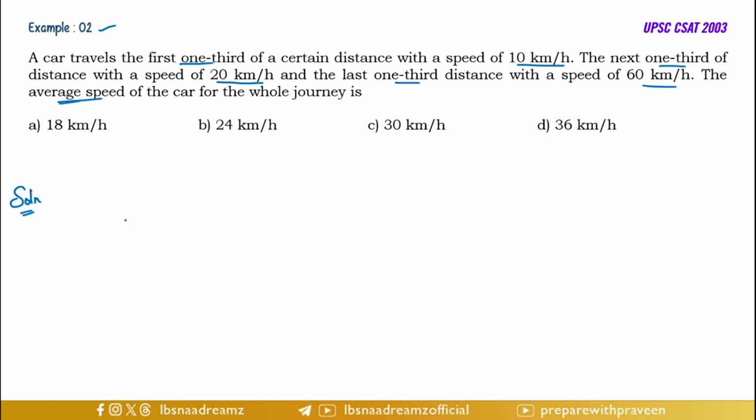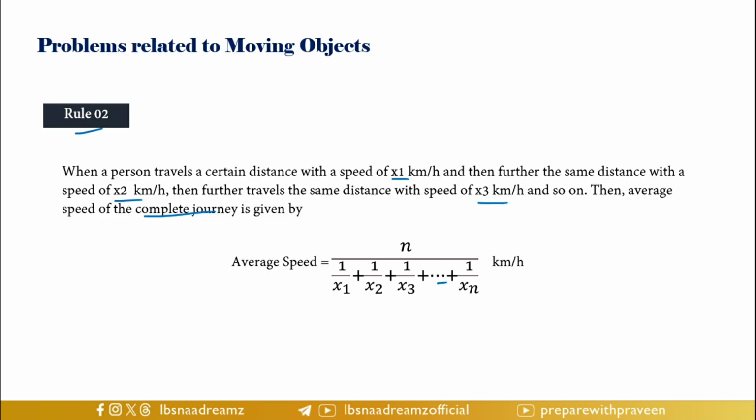Here x1 is equal to 10 km per hour, x2 is equal to 20, x3 is equal to 60, n is equal to 3. So what is the formula? n by 1 by x1 plus 1 by x2 plus 1 by x3, right?